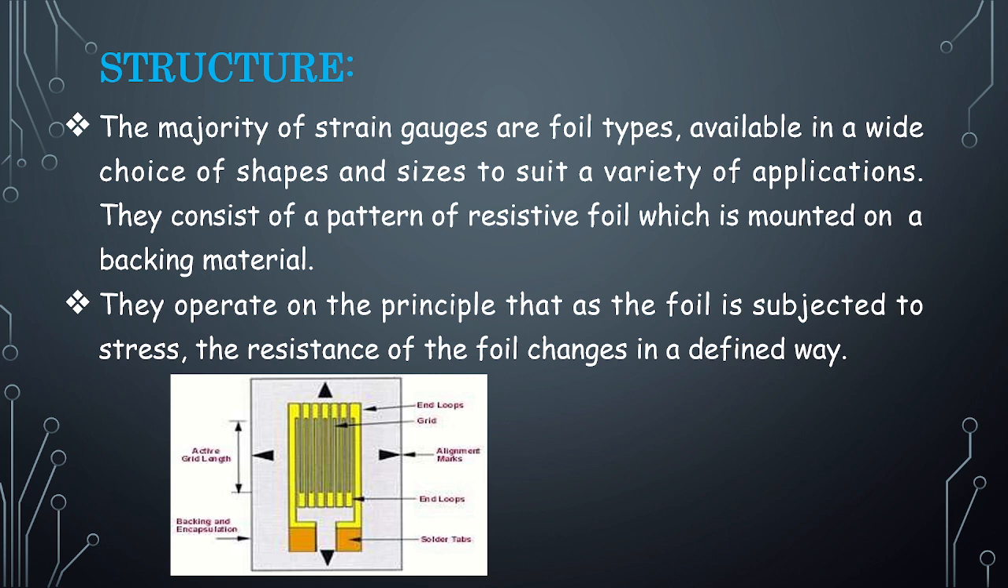These are the upper end loops, these are the lower end loops and these are the solder tubes. It is tightly encapsulated with the outer ring. This structure mainly depends upon the foil. How the foil varies depends completely on the shape, the size, and how it varies for different types of applications. So this is the main thing about the strain gauge structure.